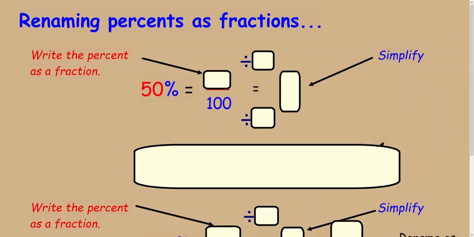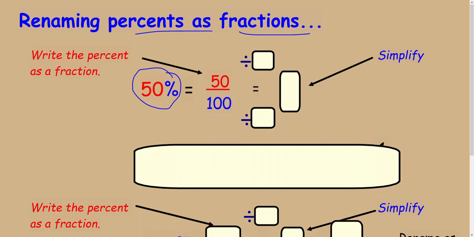This page is going to show you how to rename or convert percents to fractions. So let's say we have 50%. We know that it's out of 100 because a percent is out of 100. So it's how many out of 100? Well, we just change that percent sign to the 100, and we have 50 out of 100. So they are equal. But we need to reduce it. So this is saying 50 out of 100 people, or 50 out of 100, whatever.